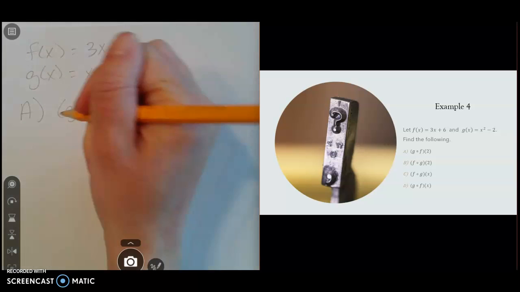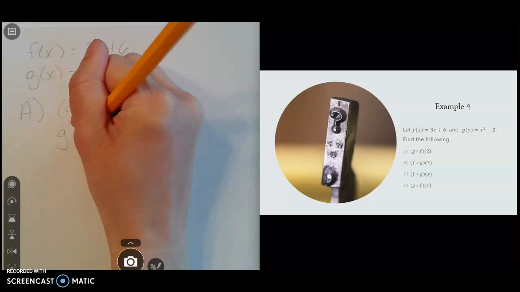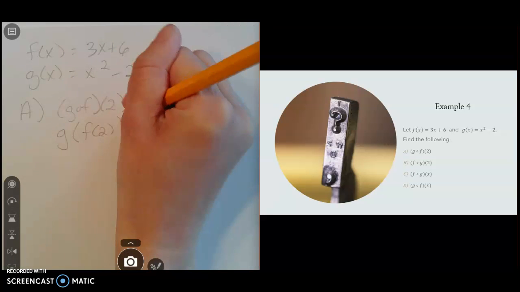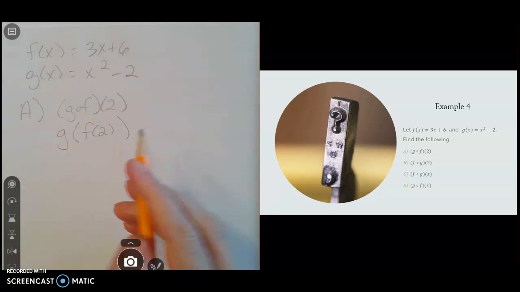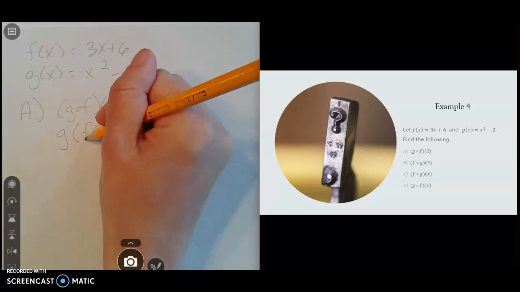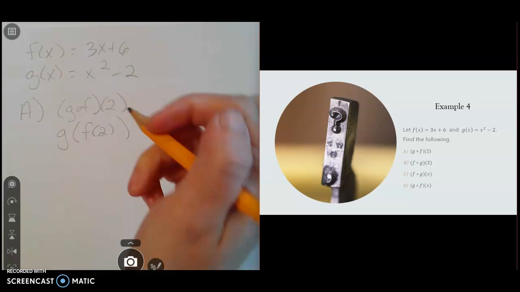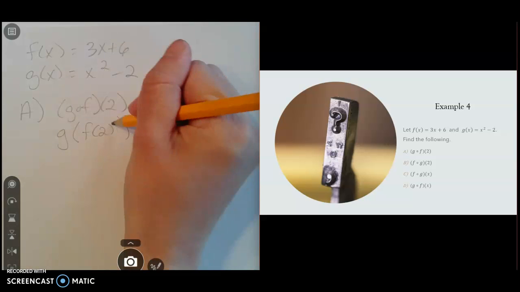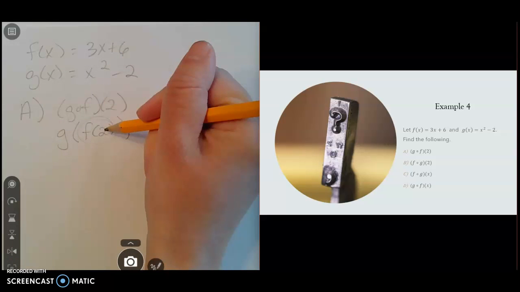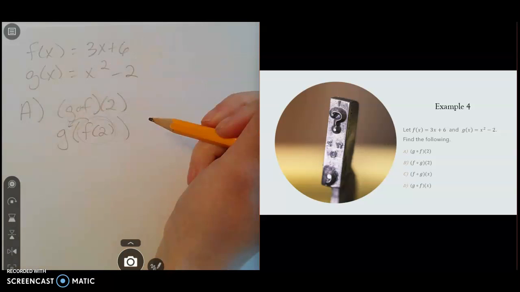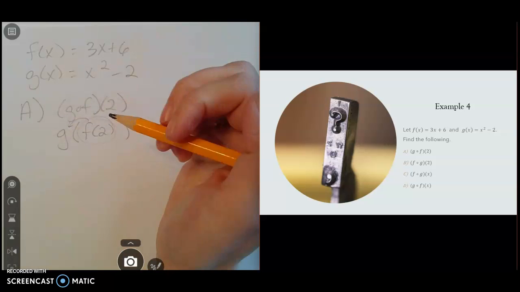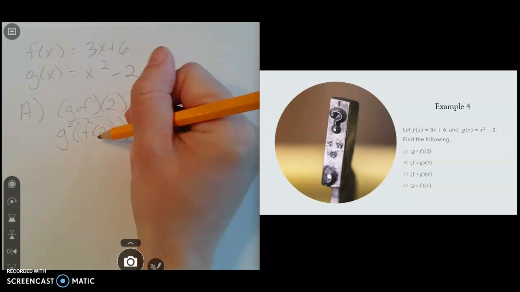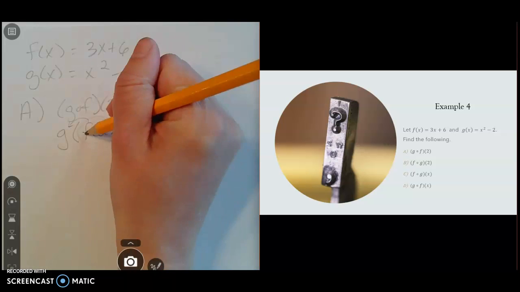If you want to rewrite this, this is the same thing as g of f of 2. So what we're going to do is put 2 into the f function. We'll get an answer, and then after we get f of 2, we'll plug that into the g function. Okay, so we're going to start on the inside. You work your way from the inside out on these. And so we're going to put 2 into the f function first.